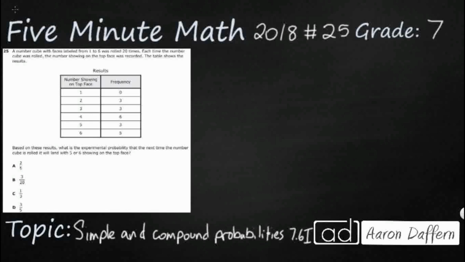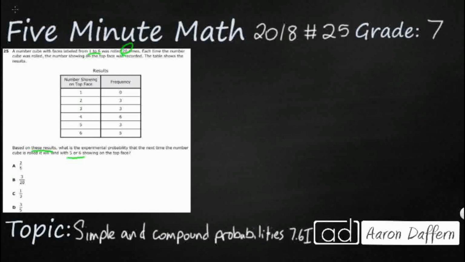So we've got a number cube or a die, standard. It's got faces labeled 1 to 6. It was rolled 20 times, and so we've got this frequency table here showing how many times 1, 2, 3, 4, 5, and 6 showed up. So based on these results, that's going to be very important in just a moment, what's our experimental probability that the next number cube rolled will be 5 or 6?